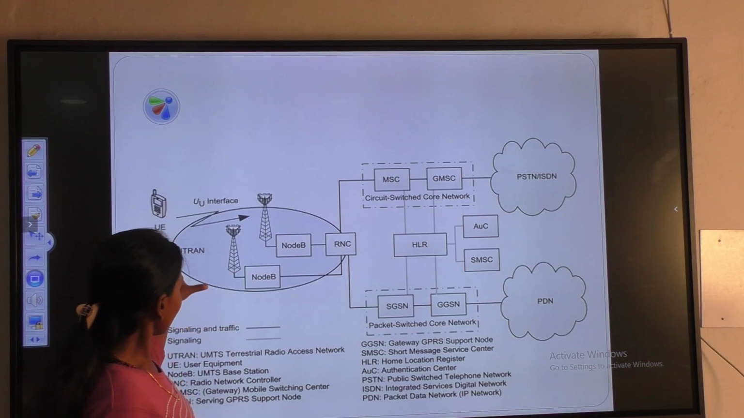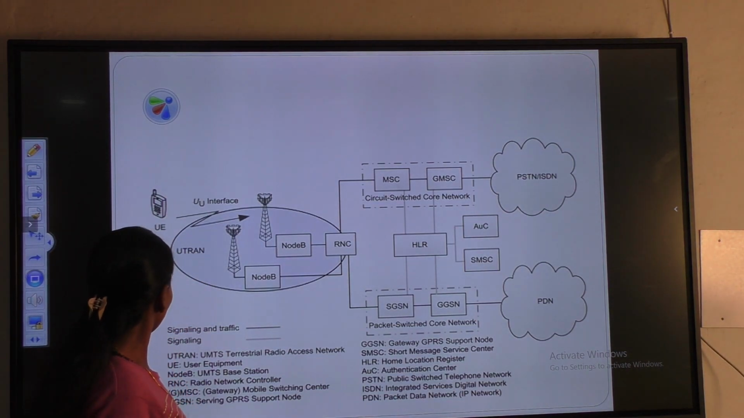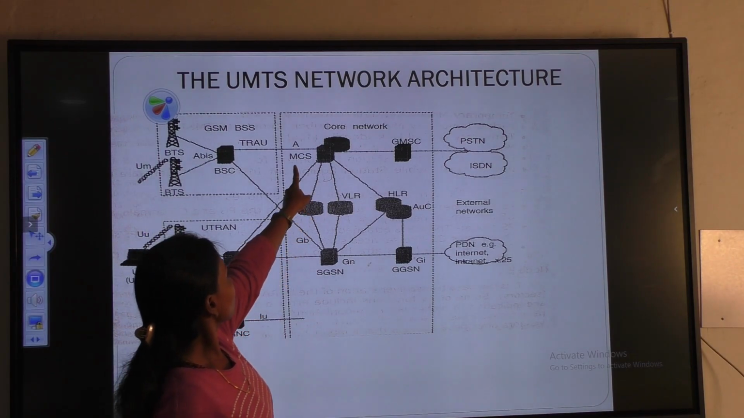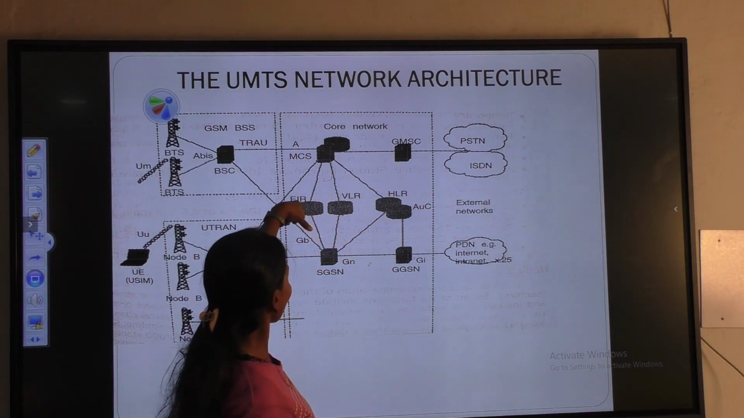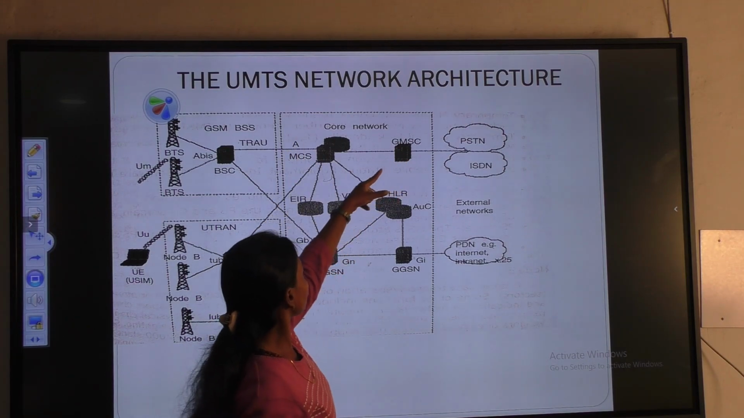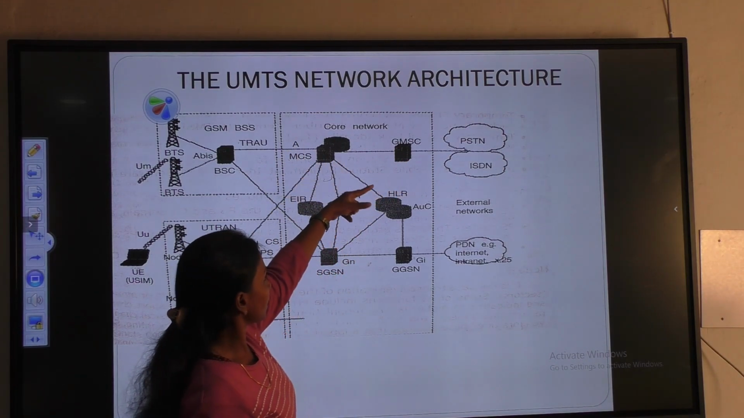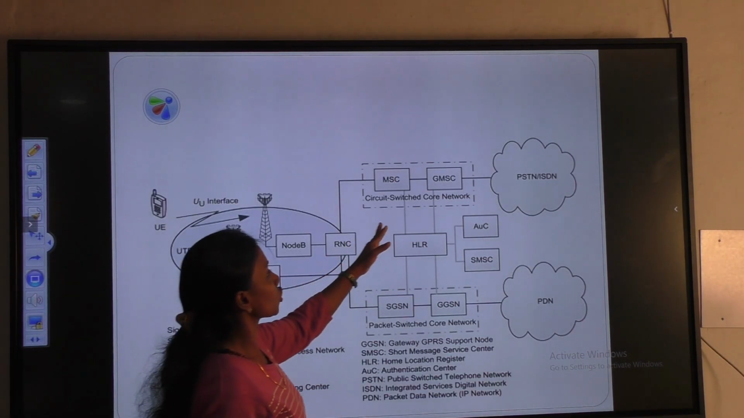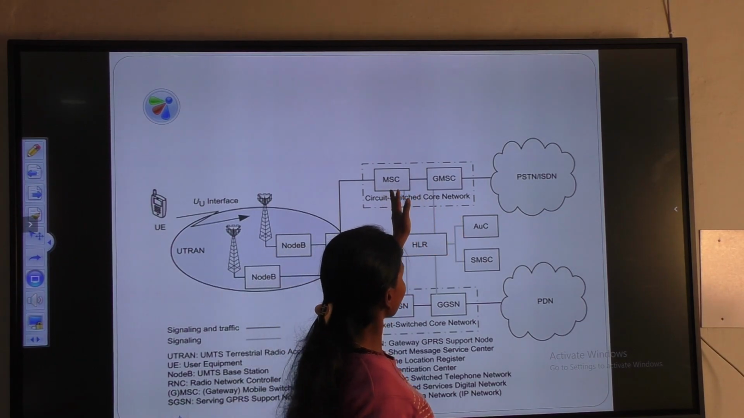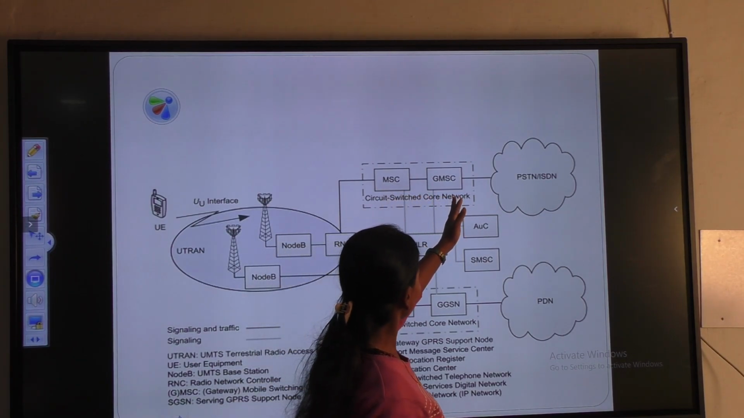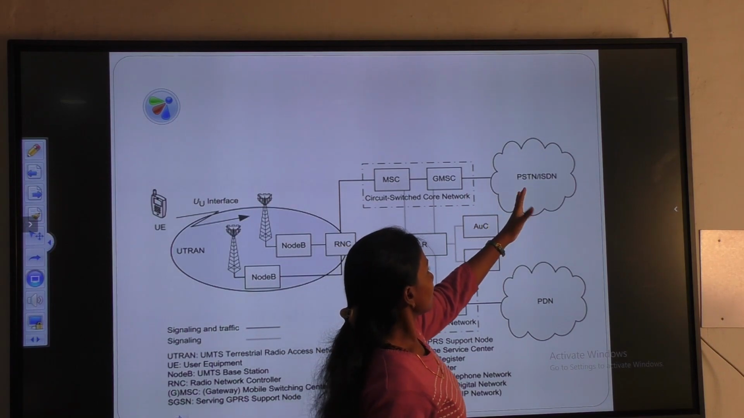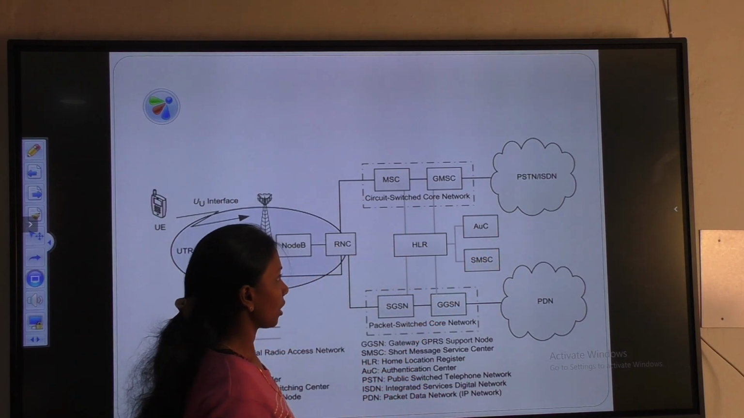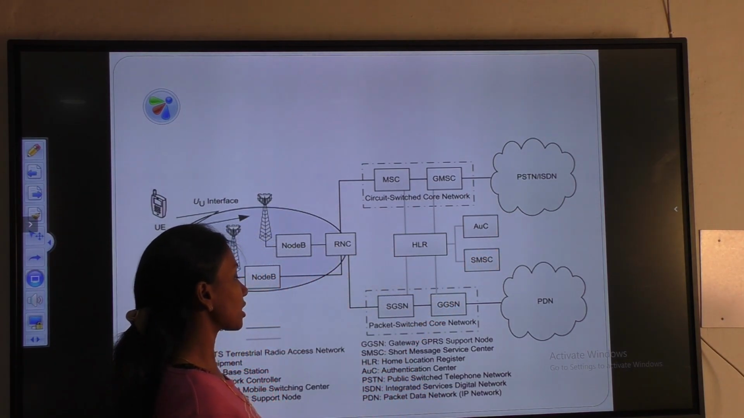So here you see that whenever you are going from this point to this point, circuit switching will be there. So this is the core network. Whenever you are using the services for calling purposes, that is PSTN or ISDN, here the circuit switch core network will work. So here the mobile switching center is there, then the gateway mobile switching center will be there. Then you are accessing the services, that is the Public Switched Telephone Network or ISDN, that is Integrated Services Digital Network.